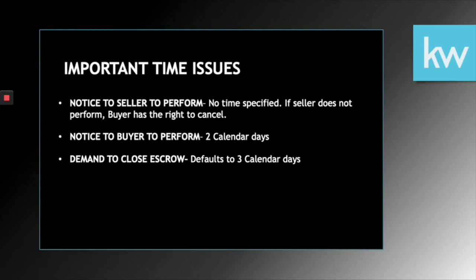So just a couple quick definitions of the important time issues. A notice to seller to perform has no time specified. If the seller does not perform, the buyer has the right to cancel. A notice to buyer to perform gives the buyer 2 calendar days in order to perform, or the seller can cancel. A demand to close escrow defaults to 3 calendar days before the other party that issued it can cancel.